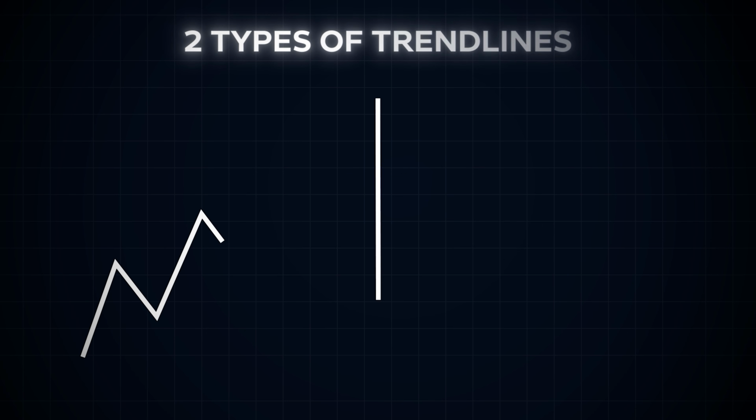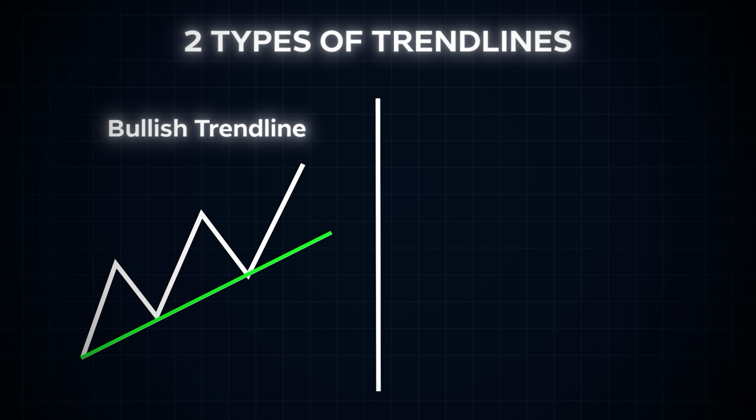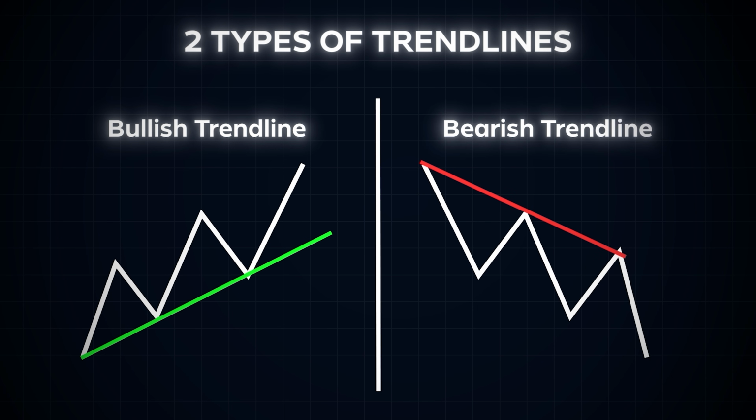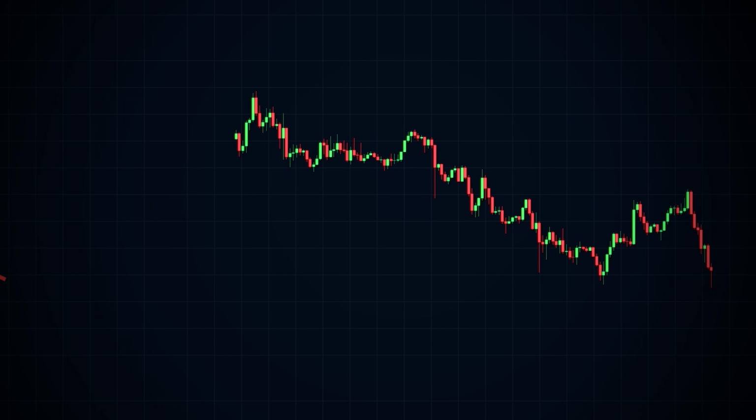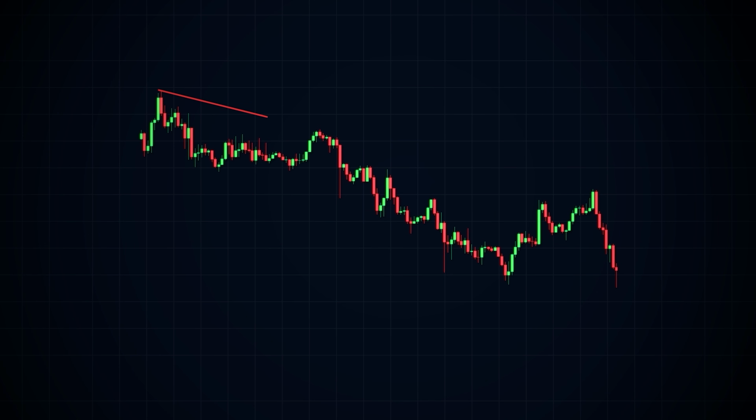There are two basic types of trend lines. A bullish trend line is drawn by connecting higher lows. When done correctly, it will create an upward sloping line. The other type is a bearish trend line, and you will find these when you connect lower highs, creating a downward diagonal line. Trend lines act as a dynamic support and resistance.